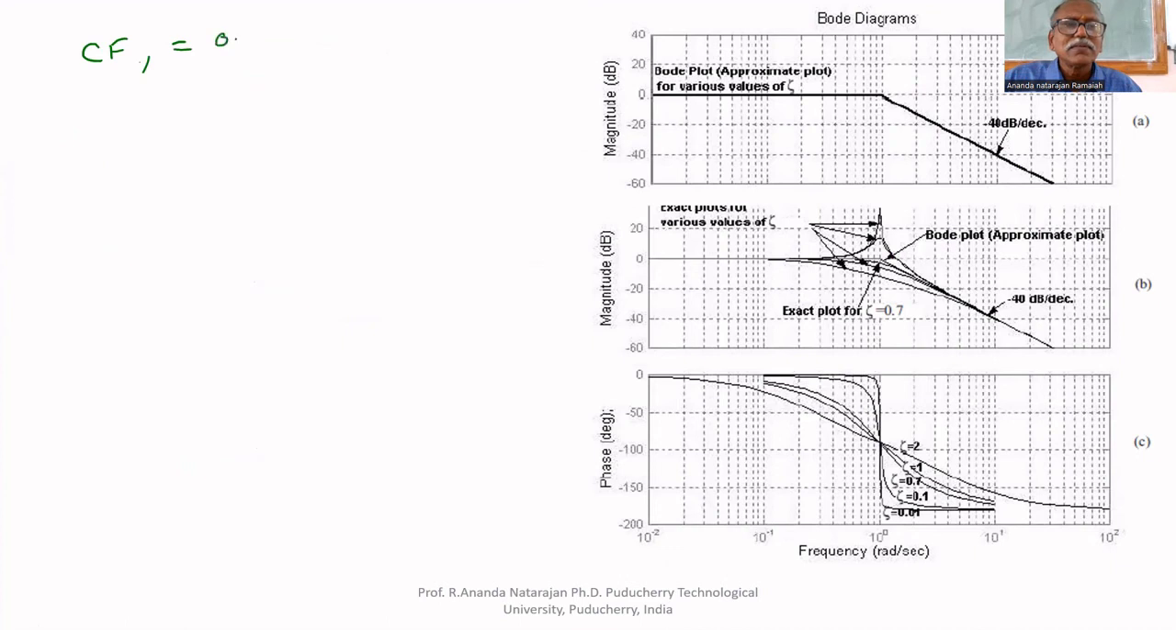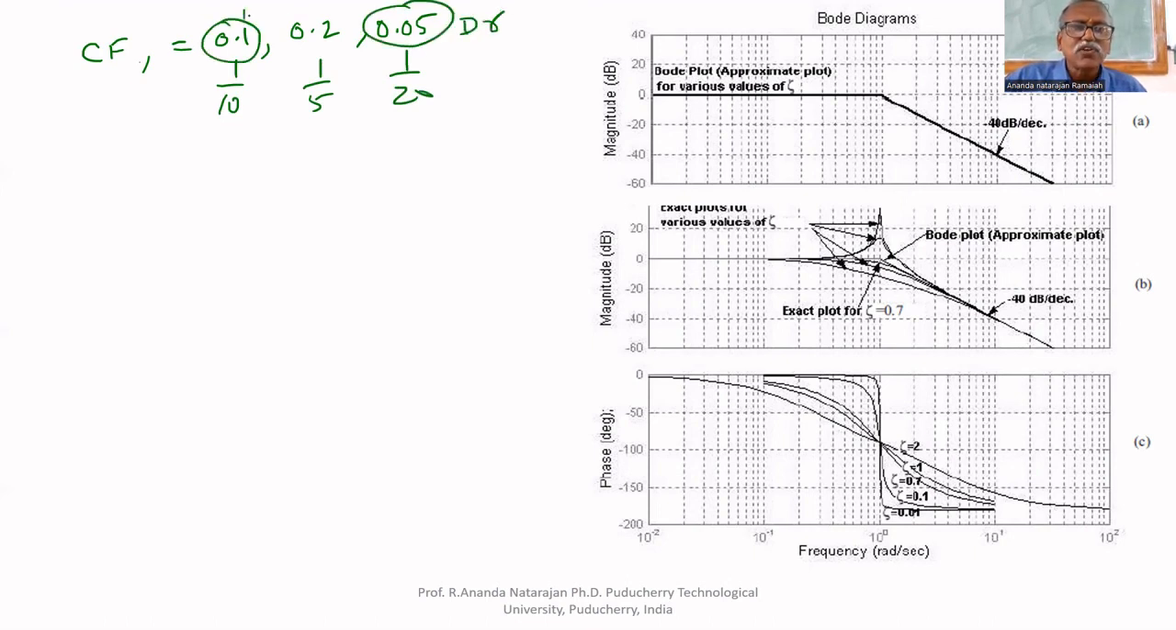Corner frequencies are 0.1, 0.2, 0.05. Am I correct or not? This is for 1 by 10, this is for 1 by 5, this is for 1 by 20. This is for denominator. This is for numerator. This is also for denominator. Am I correct? Yes.